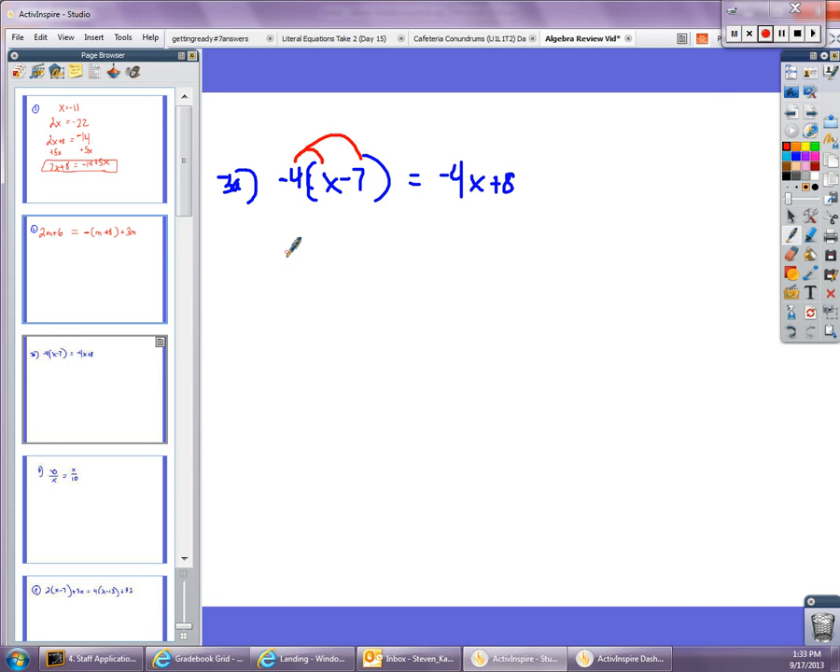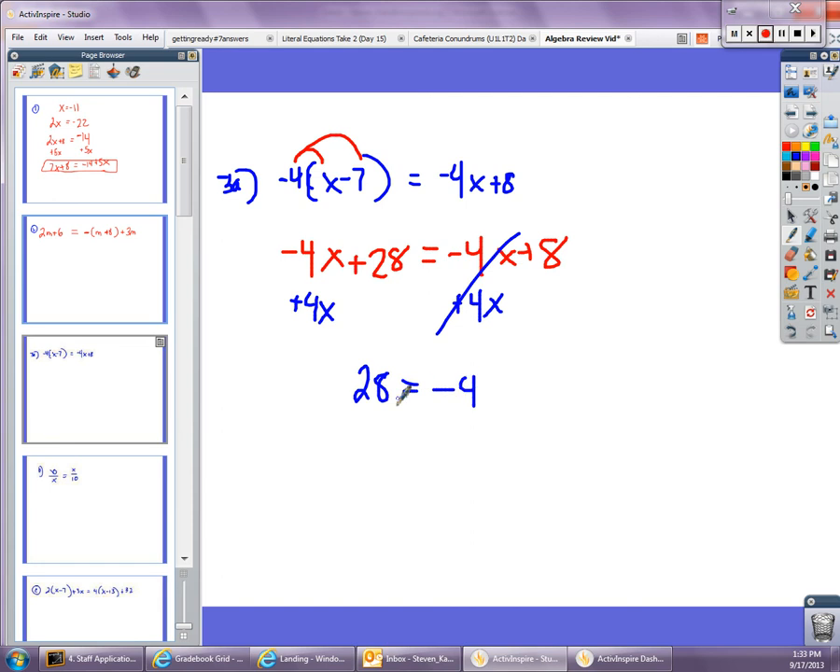Here you get, when you distribute, -4x plus 28, which equals -4x plus 8. Now I should notice right here the answer is going to be no solution. But I'll just prove it to you by solving it out, adding 4x to both sides. And you're left with 28 equals -4, which is obviously not true. Therefore, your answer is no solution, and that means this original equation is never true.